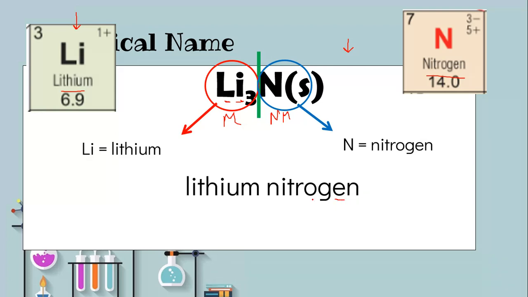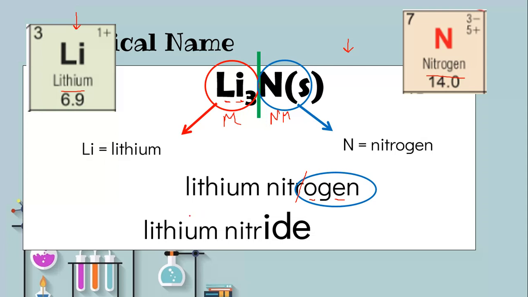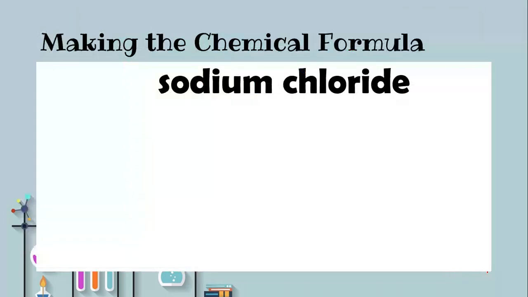Here's my first vowel. Here's my second vowel. Bam, that's where you cut it off right there, my friends. So it becomes lithium nitride. Remember, this is what I'm looking for, okay? And notice there's a space between the two words. That's really, really important. All right, let's go the opposite direction now.